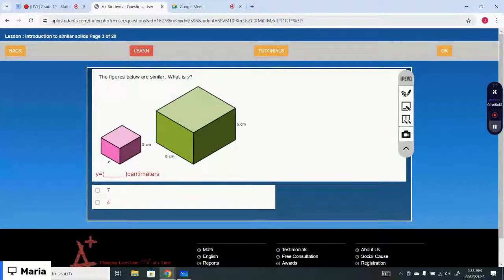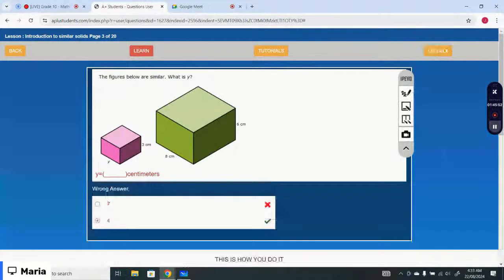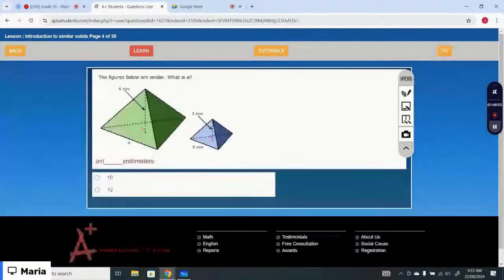Yes, the correct option is 7. Option number 1 is the correct option. Oh, sorry, 4 it is, not 7. The correct option is 4. Okay, the next one is, the figures below are similar. What is A? So, which is the correct option?